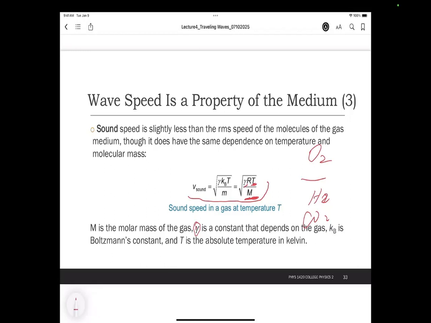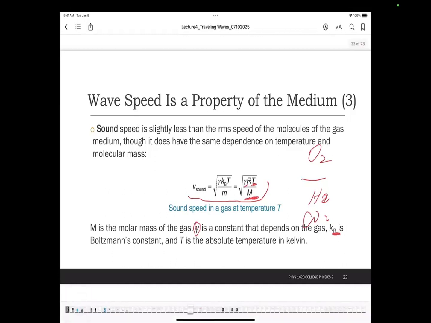Kb is Boltzmann's constant. I think you should have already learned this in high school or somewhere else. Kb is Boltzmann's constant, I will give you its value later. And T is the absolute temperature in Kelvin. So if you know these things, you can calculate the sound wave speed.